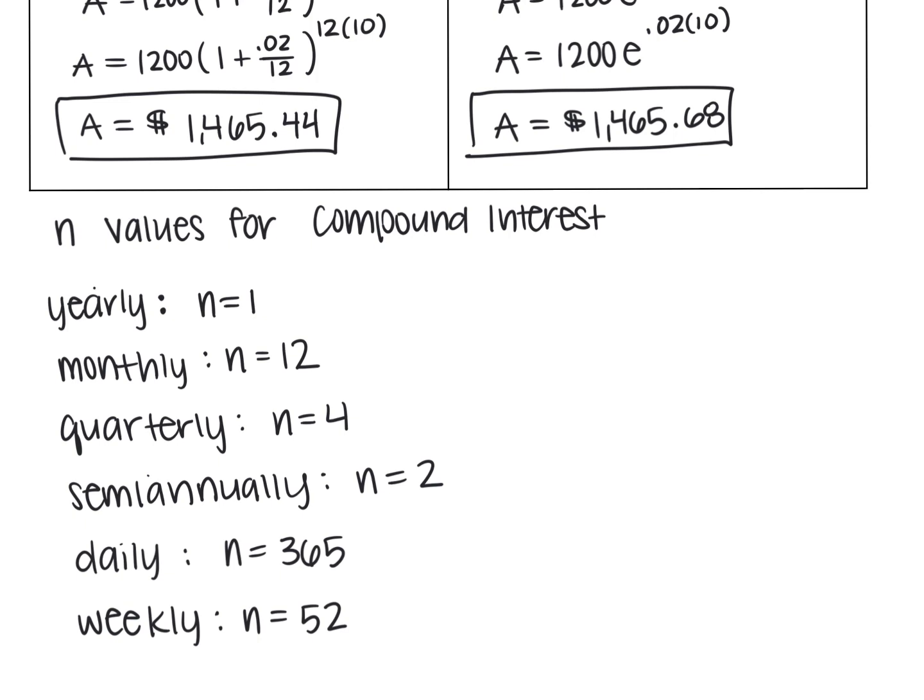Another word for yearly you might see is annually. Those mean the same thing. So annually, yearly, those are both 1. If you have any questions about any of the equations that we discussed for exponential functions, whether it was our general exponential growth, half-life or radioactive decay, or even the compound interest formulas, please let me know.